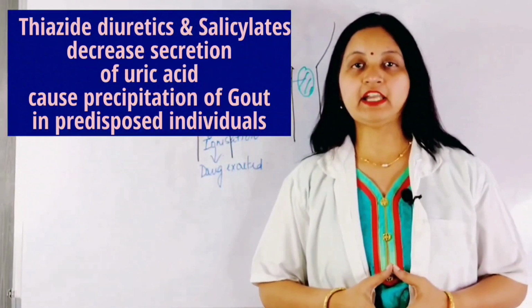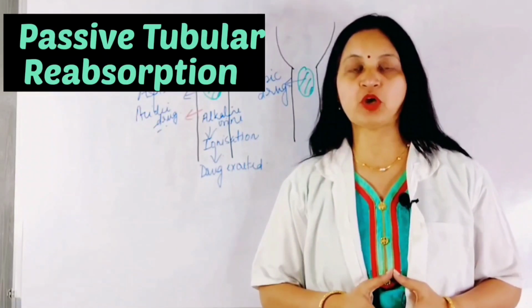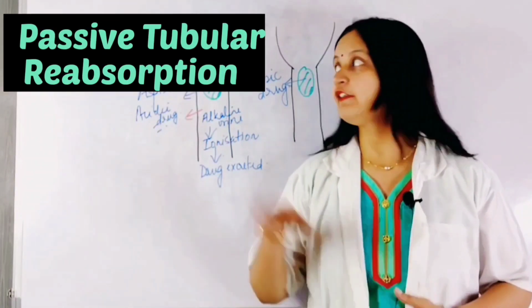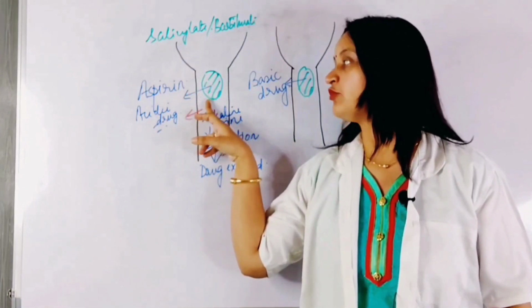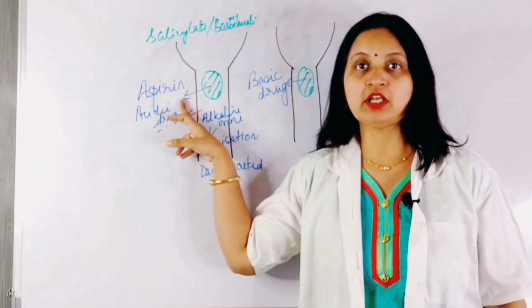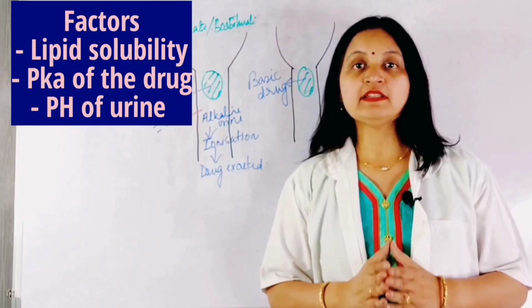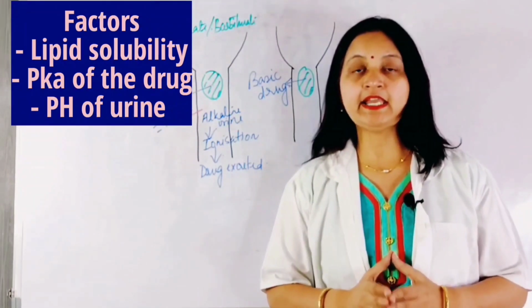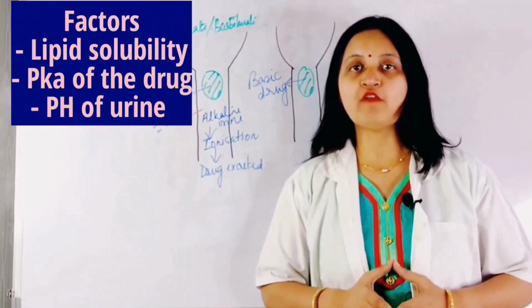The next factor that influences renal excretion of drugs is passive tubular reabsorption. So the drug that is filtered through the glomerulus and enters into the tubular lumen is reabsorbed through the tubular epithelium by passive diffusion. So tubular reabsorption depends on three factors. First, lipid solubility. Second, pKa or pH of the drug. And third, pH of urine.